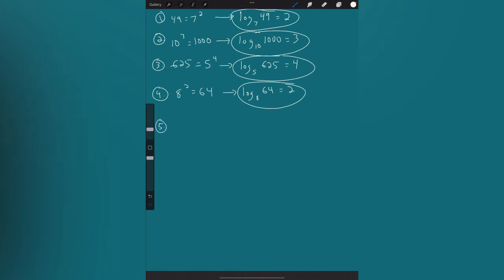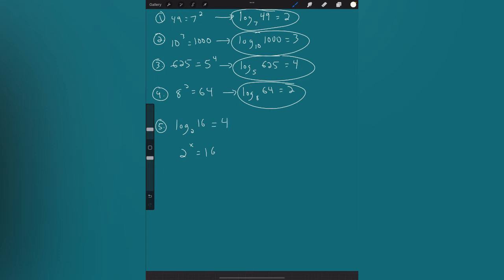All right, number 5. It says to evaluate each logarithm. So the first logarithm they give me, say log 2 of 16. And evaluate means find out what the answer is. So 2 to the what power equals 16. Well, 2 times 2 is 4, times 2 is 8, times 2 is 16. So really, 2 to the 4th power equals 16.